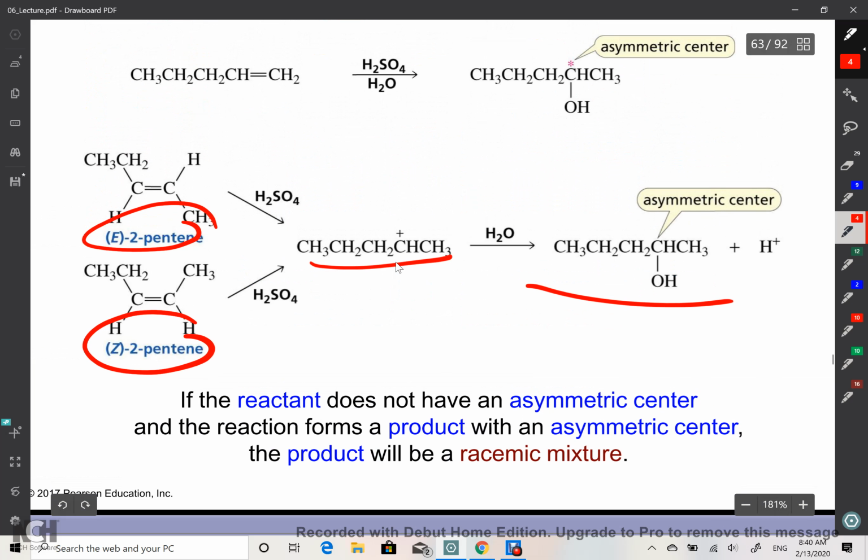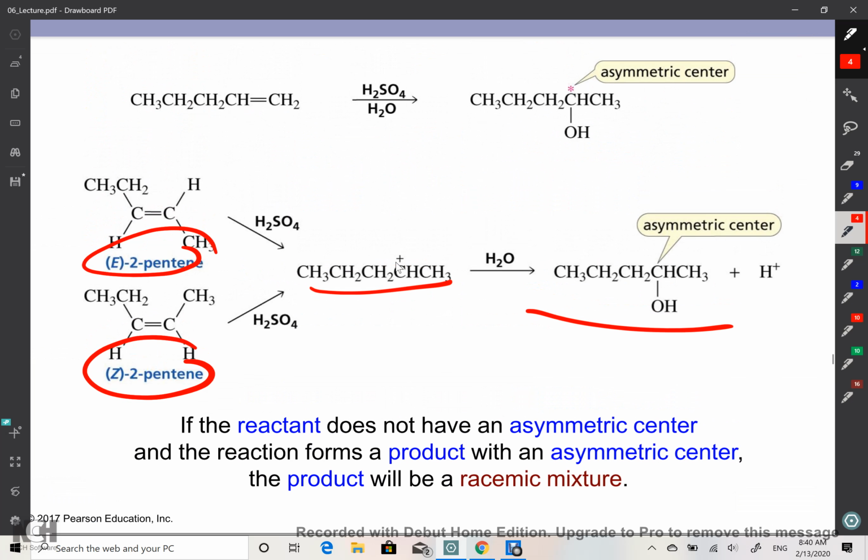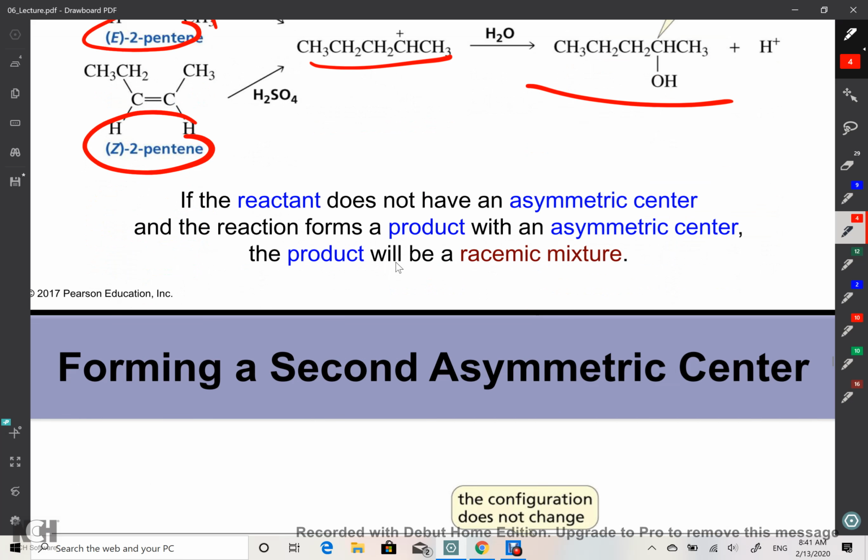Yes. It will only do that if your intermediate is flat. If the intermediate is not flat, then there will be a preference for one over the other. Does that make sense? Yes. Selective. Yeah, not quite, because we'll get to the next example.